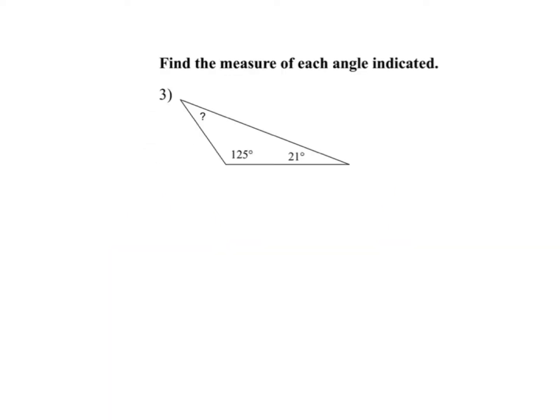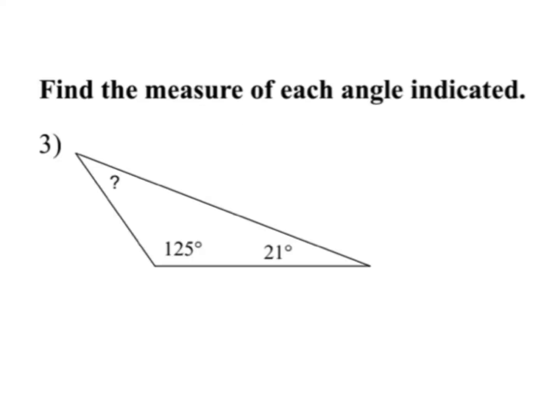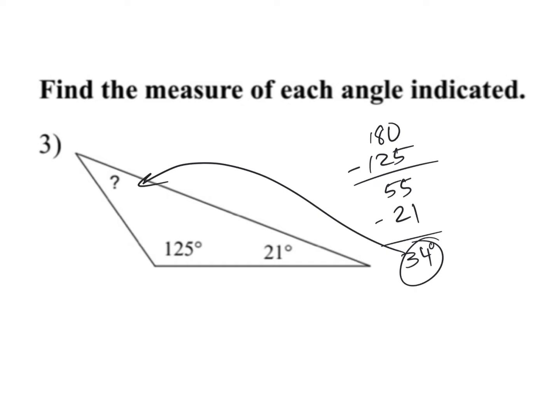Okay, find the measure of each angle indicated. So number 3. Okay, find the measure of each indicated angle. So the triangle sum theorem says they all add up to 180. So you take 180 minus 125. So that's 55. Minus the 21. That's 34. So 34 degrees must be the last one.